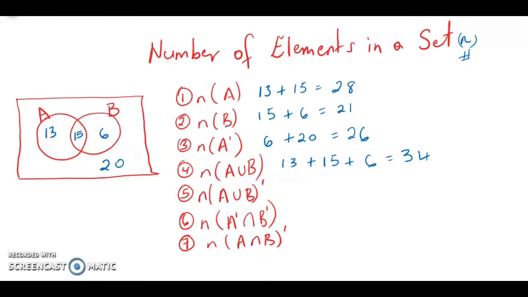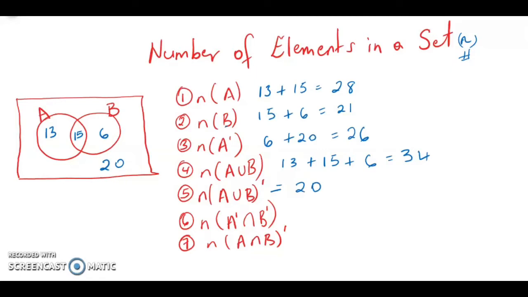For number 5, the number of elements in A union B, and we have this in brackets, we have the complement outside. So A union B, we know what A union B is. It includes 13, 15, and 6. So it's everything outside of it. And when you look, everything outside of this would be 20. So our answer here for number 5 is equal to 20.